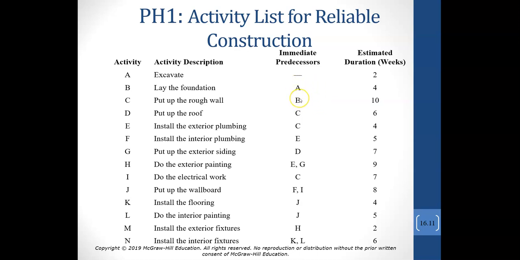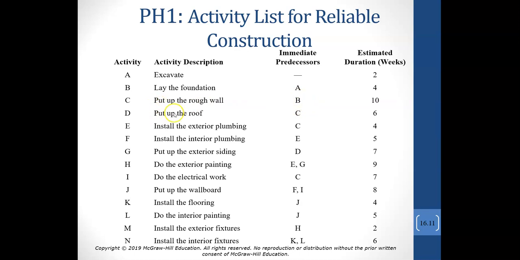Activity C, put up the rough wall, cannot be done until both A and B are completed. Now, you'll see that to put up the rough wall, we have to have both excavated and laid the foundation, but we only list the immediate predecessor to the current activity because we can't get to B if we haven't done A. So you'll notice that in some cases, even though a couple of things have to happen before we can do the current activity, we will just list the immediate predecessor to the current activity.